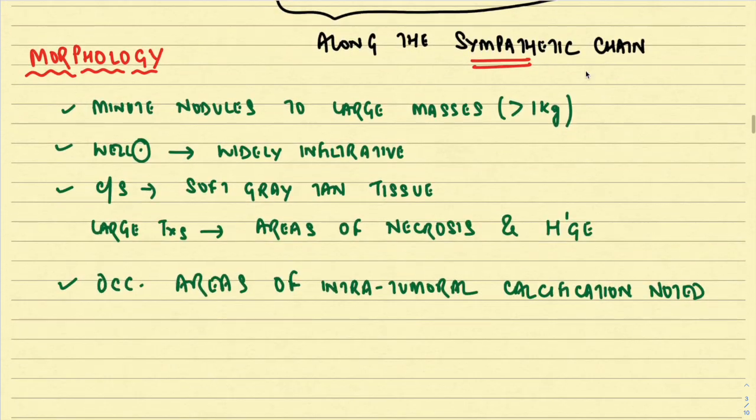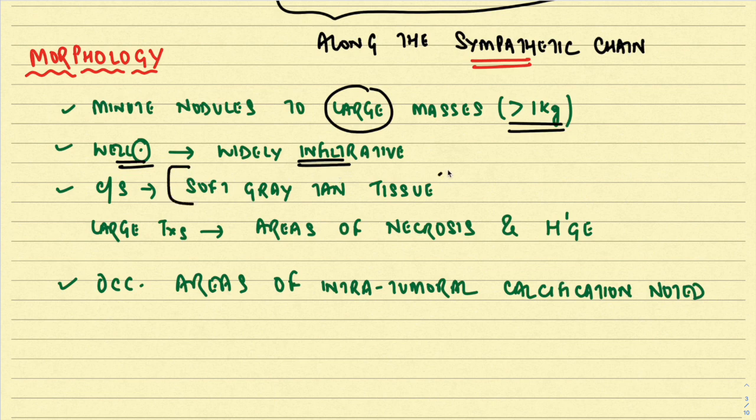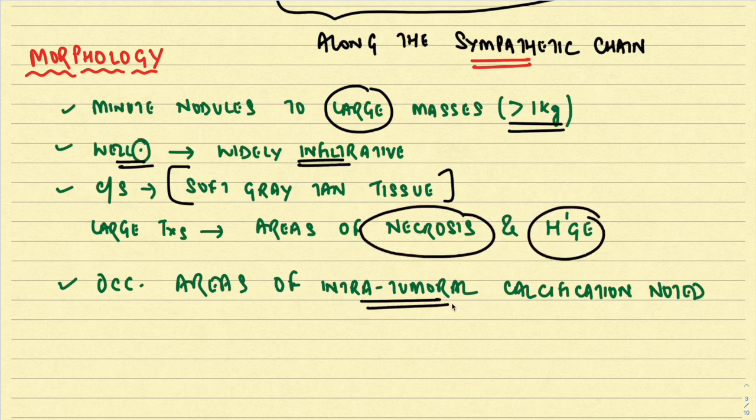Now, if you look at the morphology of neuroblastoma, they can range from very minute nodules to very large masses of more than a kg. They are well circumscribed to widely infiltrative. The cut section is soft grayish tan tissue. Larger tumors can have areas of necrosis as well as hemorrhage. Occasionally, there can be areas of intratumoral calcification as well.